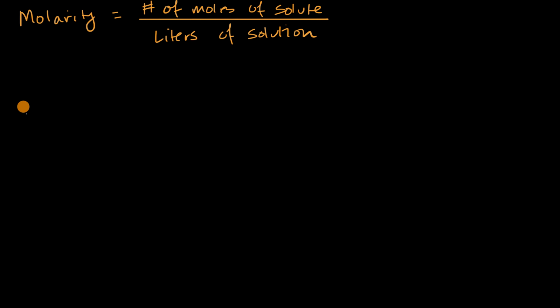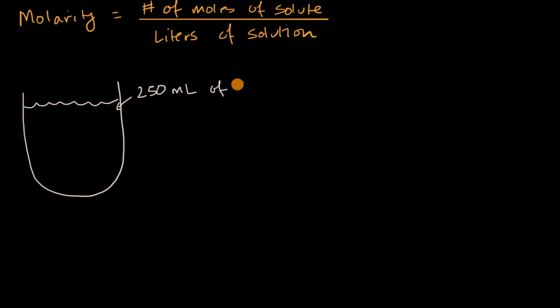Let's say that this is a container here, and I'm going to dissolve some sodium sulfate in water. So sodium sulfate is the solute and water is the solvent. Together, they give us the solution. Let's say the total volume of solution is 250 milliliters. And just to give ourselves a refresher, that solution is made up of the solvent, which is H2O, water in this situation.